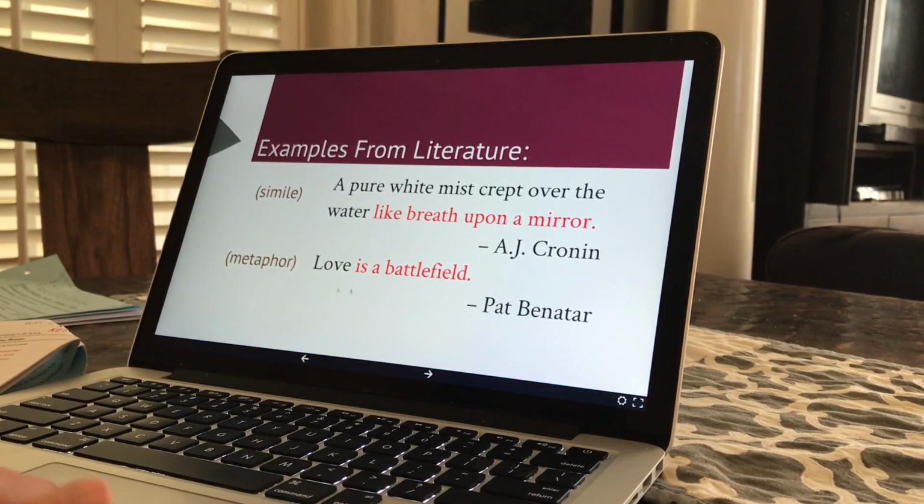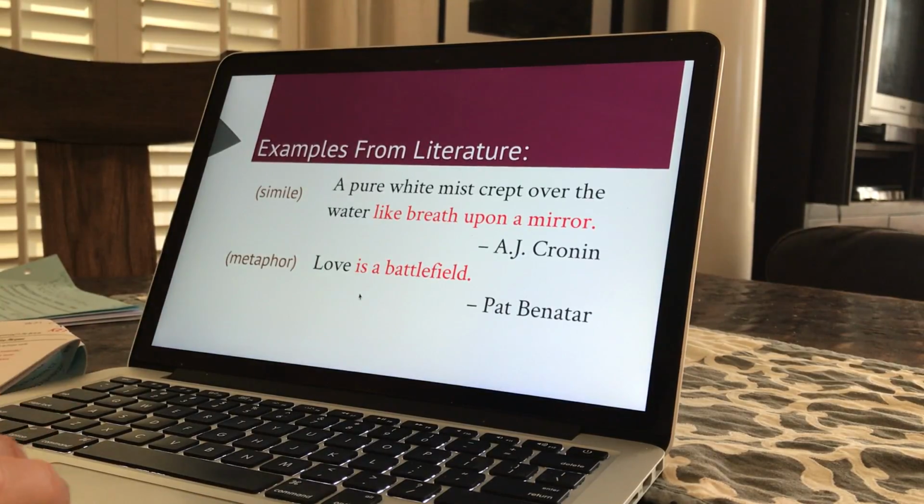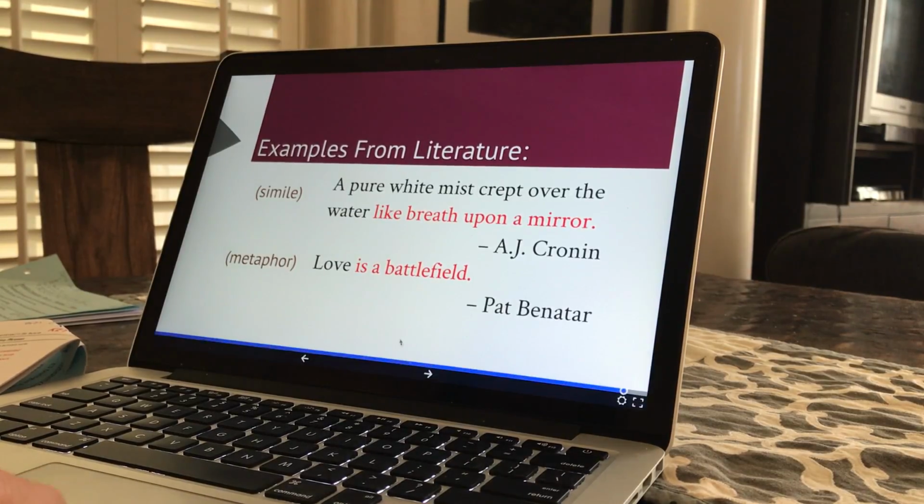And then you can do this one. Love is a battlefield. Pat Benatar. Whoa. Do you know that? You should look it up. We looked it up in class. Pat Benatar from the 80s.